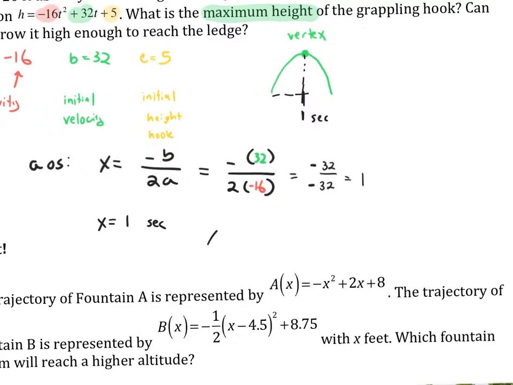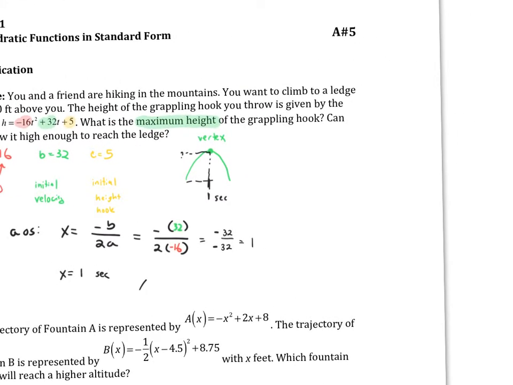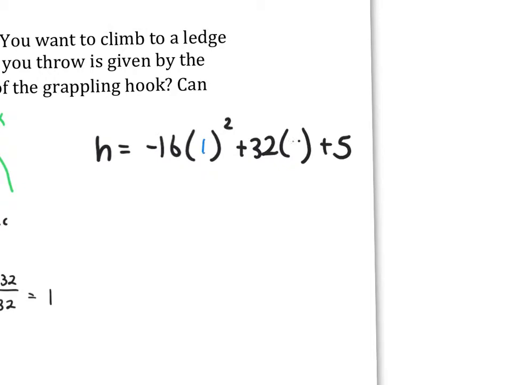Then it's at the highest height. The question is, how high is it? So we don't know that yet. So I'm just going to calculate that by substituting it into my initial function. So the height is going to be the -16 times the t, which is 1 second, quantity squared, plus the 32 times the t, and then plus the 5 feet. So I'm just going to put that 1 into here and here.